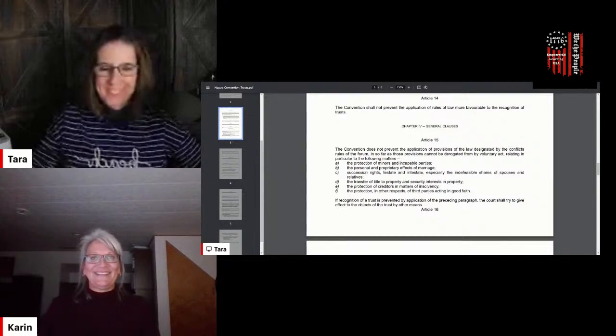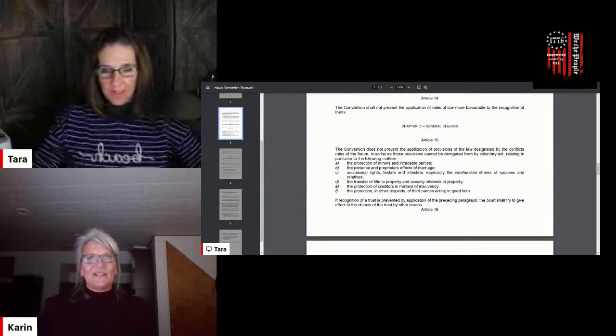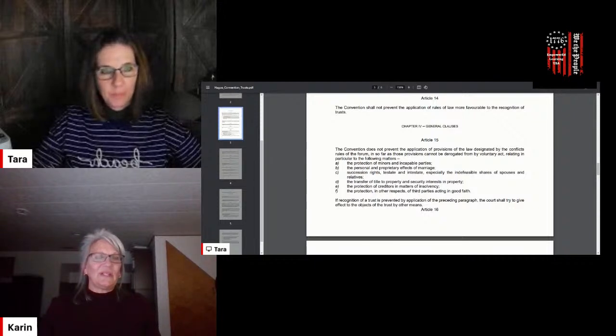That's right. That's right. All righty, we're on C. Go ahead. Succession rights, testate and intestate, especially the indefeasible shares of spouses and relatives.